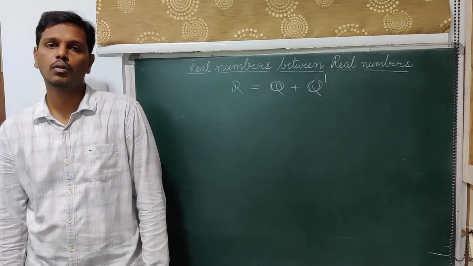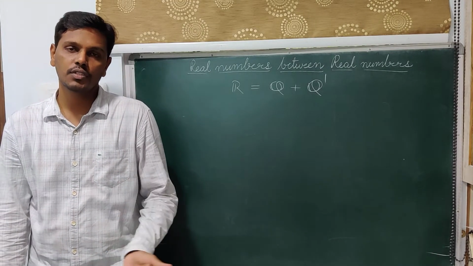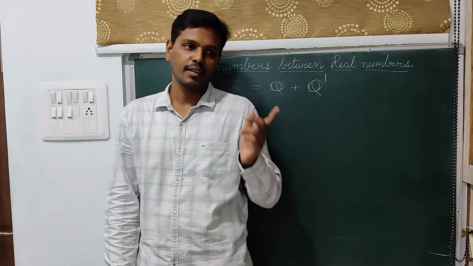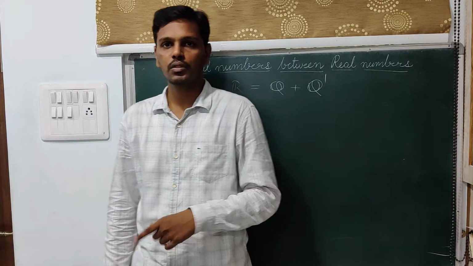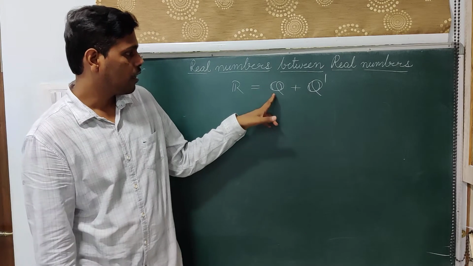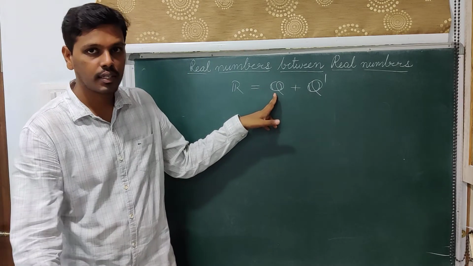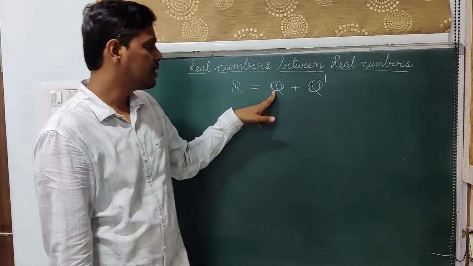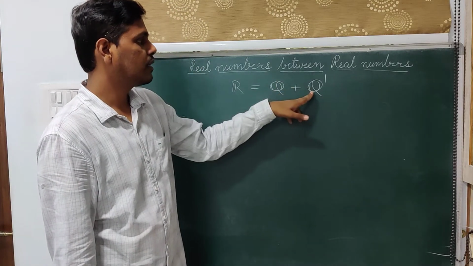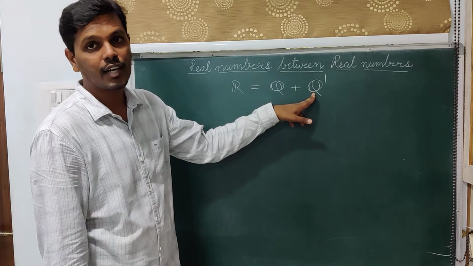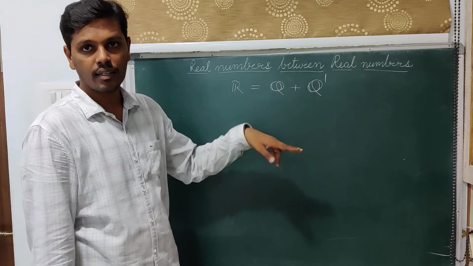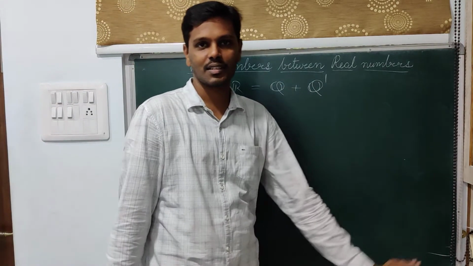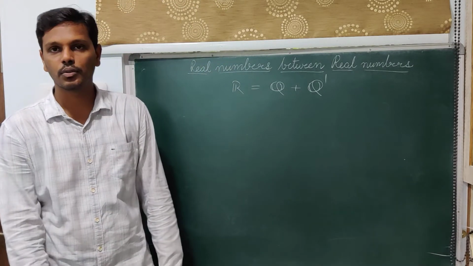Then we will also find how to find irrationals between rational numbers and irrationals between irrational numbers, or in fact, rational between rational numbers is already done. Now we will learn irrational between irrational. Then we will learn irrational between rationals and rationals between irrationals, and we will also learn rationals and irrationals between rationals and irrationals. So that is what we are going to learn today.